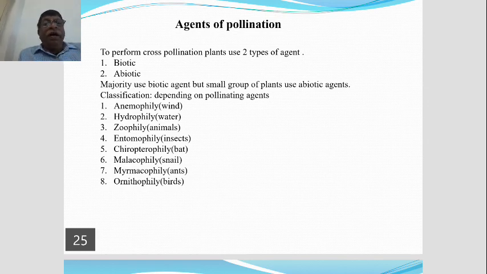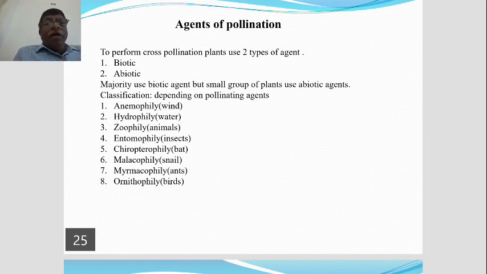Anemophily. Anemo means wind. What is anemophily? The pollination that takes place by the wind is called anemophily. Here, the pollinating agent is wind. Abiotic, lifeless.